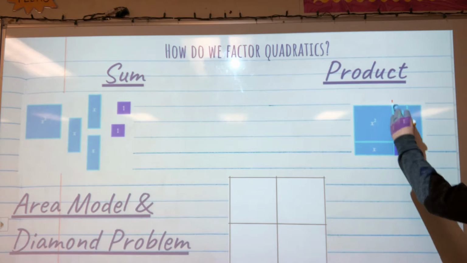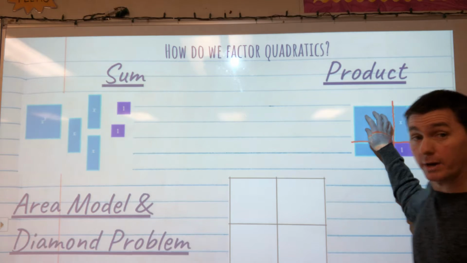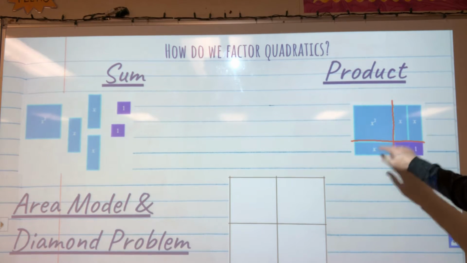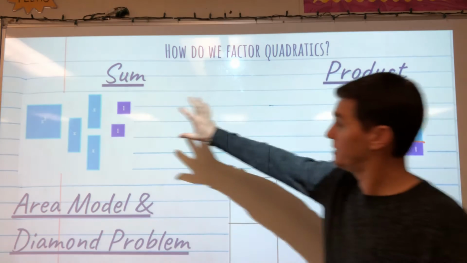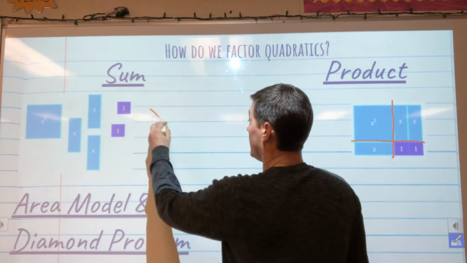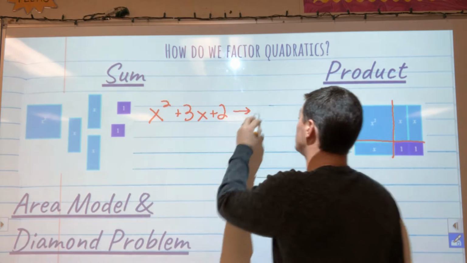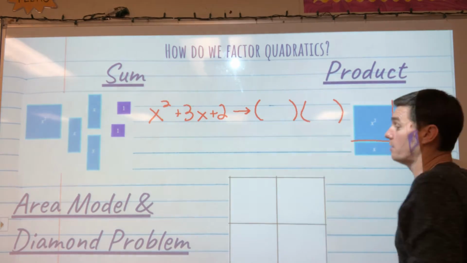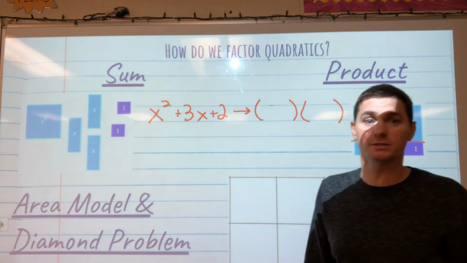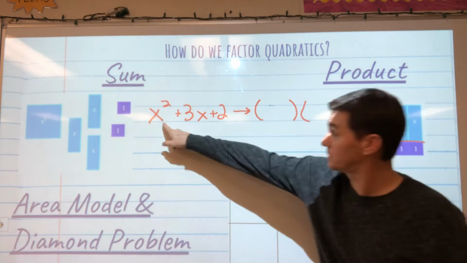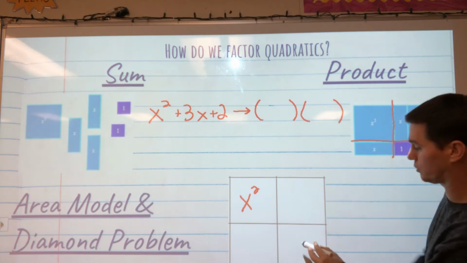But what we should notice is there are 4 natural sections when we do an area model like this. The x squareds go in the top corner, the x's go in either corner here, and then the singletons go in the bottom right-hand corner. So when we have an expression like x squared plus 3x plus 2, and we know we need to write it as a length times a width, we use 2 tools. We use an area model and we use a diamond problem. And they set up pretty much the same way every time. We take our x squared terms, and those are going to fit here. And then we know our singletons are going to go in this corner too.